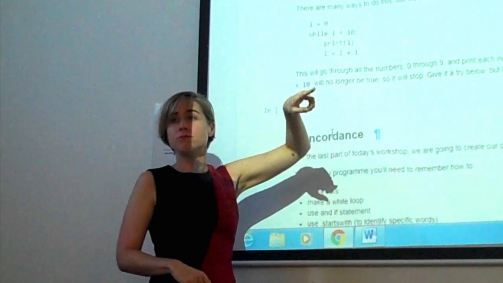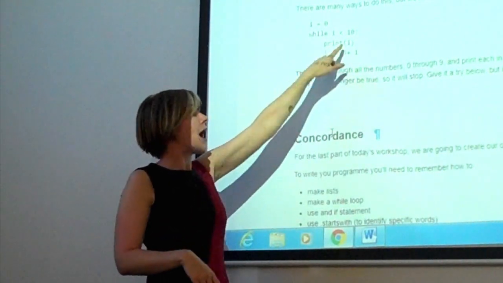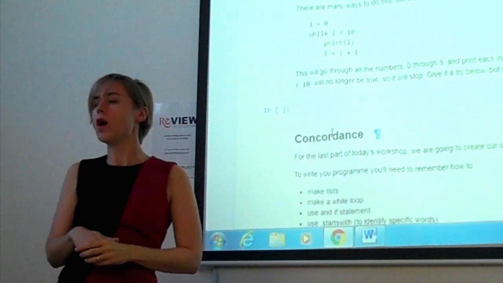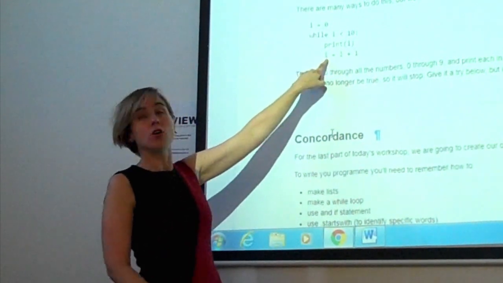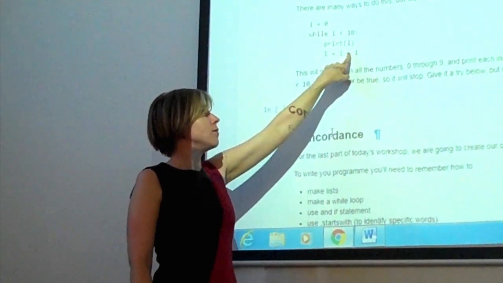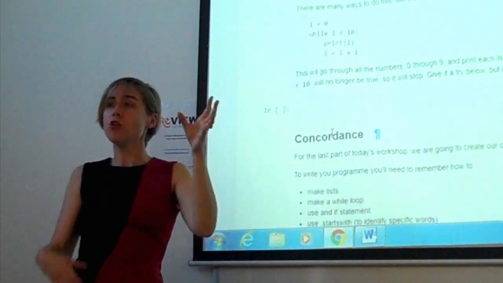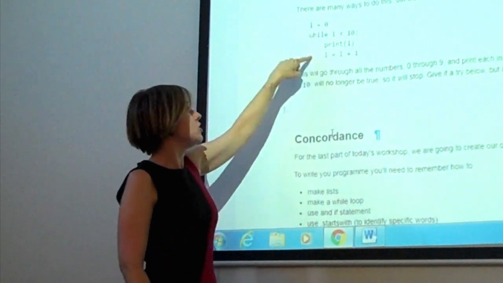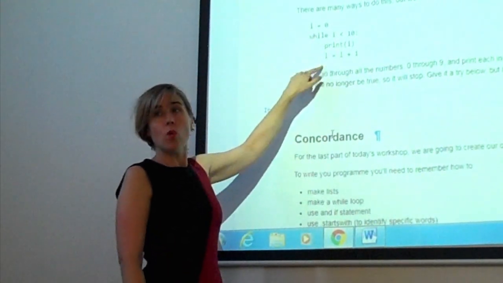Print I. So print that number. After it prints that number, I've told it to add one to I. So I is no longer I, but I is now equal to whatever I was plus 1. So if I is 0, it becomes 1. If it's 1, it becomes 2. Then it goes back to the beginning of the loop. That's how a while loop works.